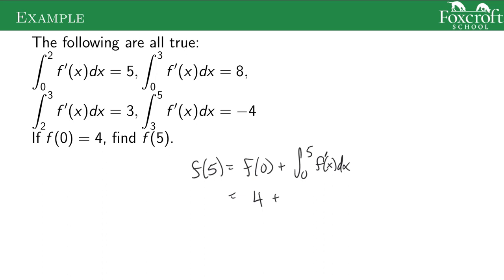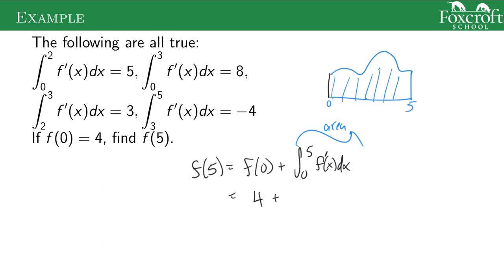But if you look at what we're given, we're not given anything about 0 to 5. So how can we figure out this answer if we don't have 0 to 5? Well, this thing here is an area from 0 to 5. Let's just say the area looks something like this. And we don't know what that area is because it's not given to us over here.